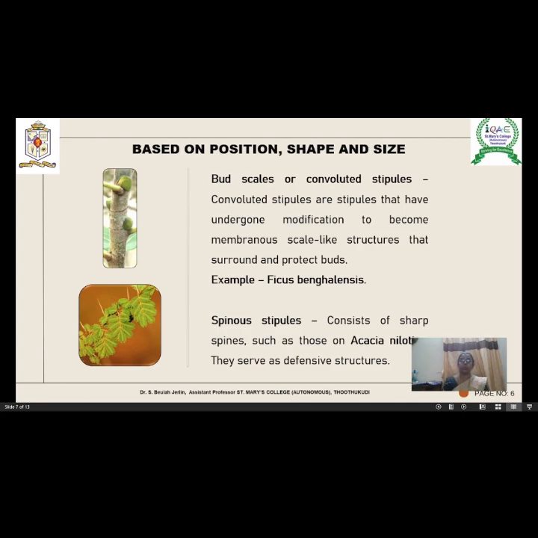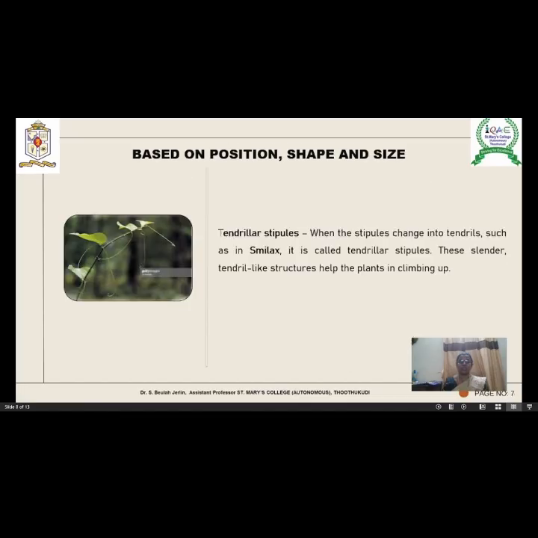Bud scales or convoluted stipules. Convoluted stipules are stipules that have undergone modification to become membranous scale-like structures that surround or protect buds. Example, Ficus bengalensis. Spinous stipules consist of sharp spines such as those on Acacia nilotica. They serve as defensive structures. Tendrillous stipules. When the stipules change into tendrils, such as in Smilax, they are called tendrillous stipules. These slender tendril-like structures help the plants in climbing up.